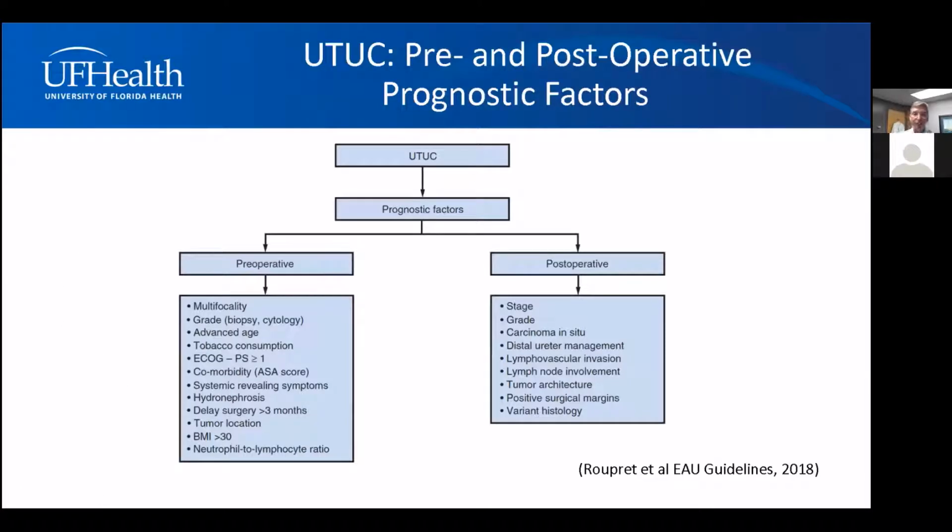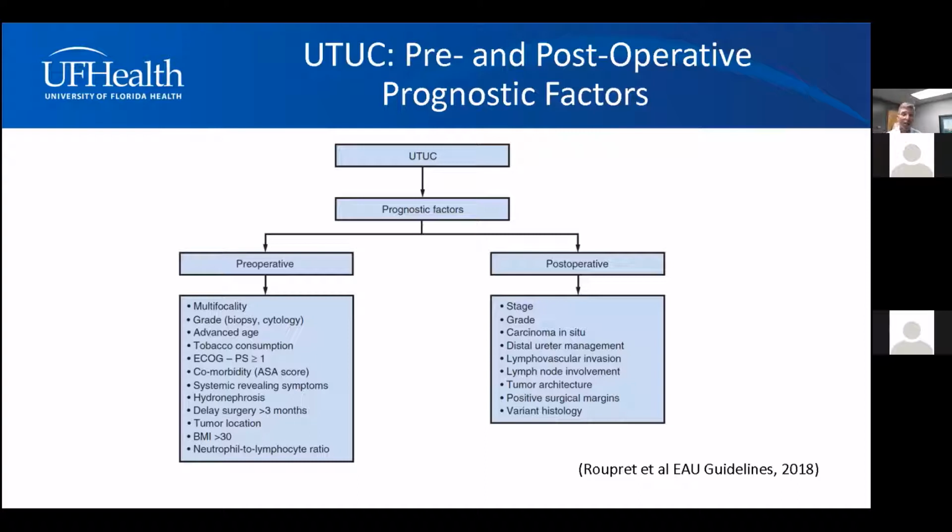So this is part of the EAU guidelines, and it really demonstrates all the things you need to think about, the prognostic factors for upper tract UC preoperatively and postoperatively. And this is what we talked about: multifocality, grade, age, consumption, ECOG status, hydronephrosis. So if you have hydronephrosis, you know that tumor has been there for a long time to cause that hydronephrosis, so likely it's going to have a higher stage.